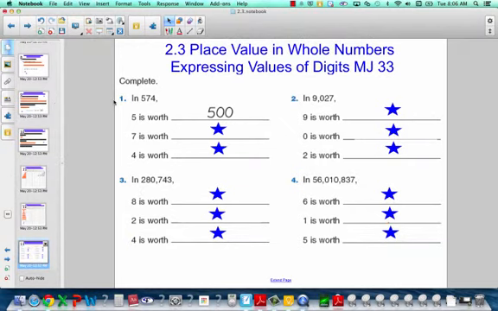All right, the second part of this is talking about value. What is this worth? Well, the 5 is in the hundreds column. So I write the 5 and 2 zeros, 1 for the tens column, 1 for the ones column. That 5 is worth 500. So that 7 is in the tens column. I write the 7, and then I write a 0 after it, 70. And then the 4 is in the ones column. I just have to write a 4.